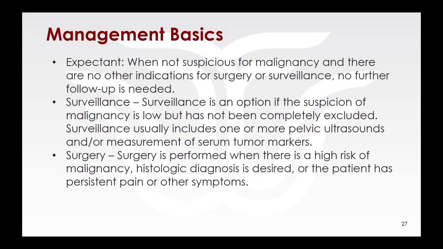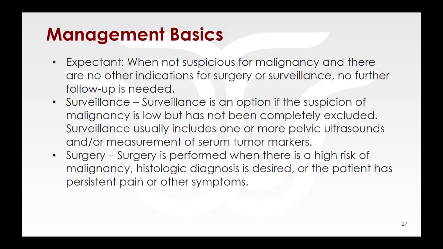Surveillance is an option if the suspicion for malignancy is very, very low, but it hasn't been completely excluded. And maybe she's still having pain, discomfort. What you've tried isn't making her feel better. We're going to call that surveillance, right? So you're either going to do close surveillance, long-term surveillance, short-term surveillance, whatever her symptoms and clinical picture warrant.